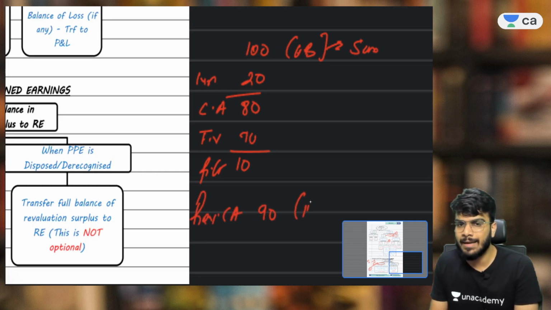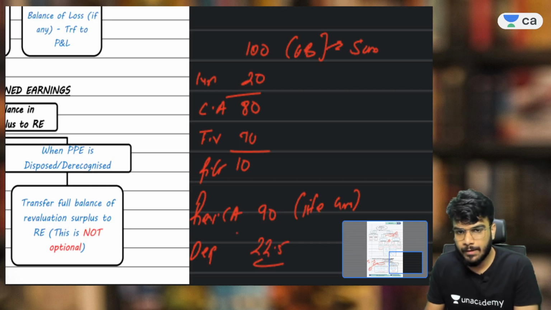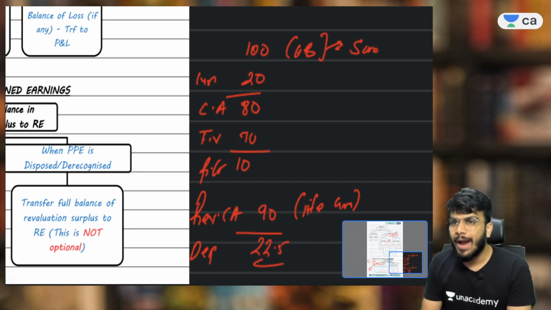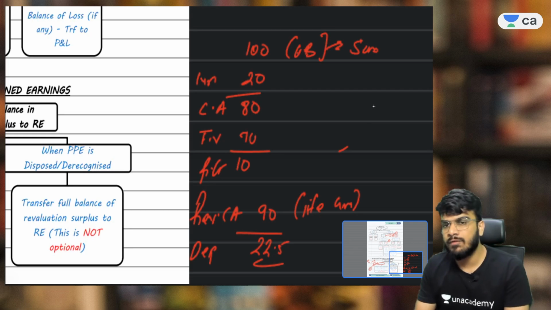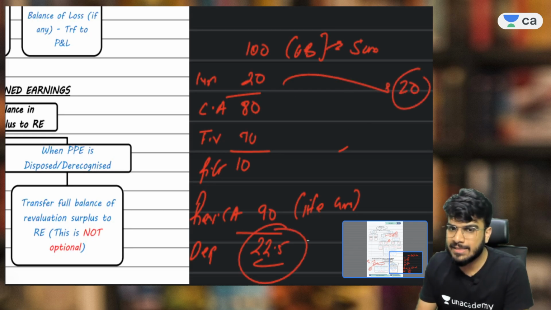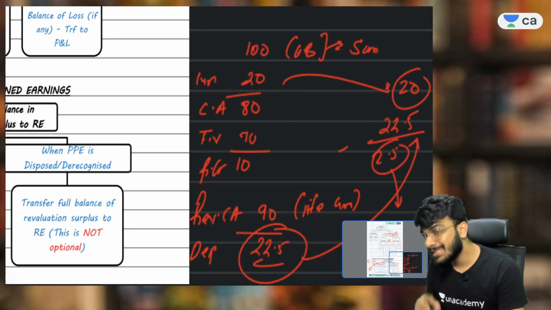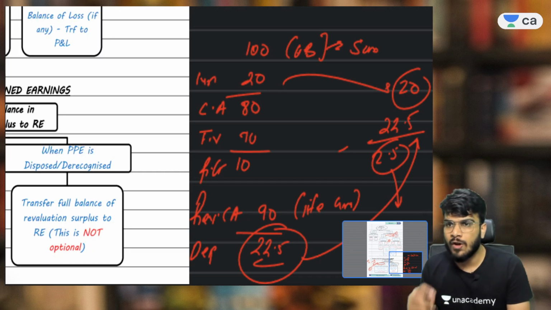Okay. What is the remaining life year? It will be 4 years. Okay. So what will be the depreciation now? So we will do 90 divided by 4, which will be equal to 22.5. Right? Now, if you had not revalued the asset, what would have been the depreciation? It would have been 20. Now, because you revalued the asset, the depreciation is 22.5. This 2.5 is excess depreciation. This depreciation has resulted because of revaluation.